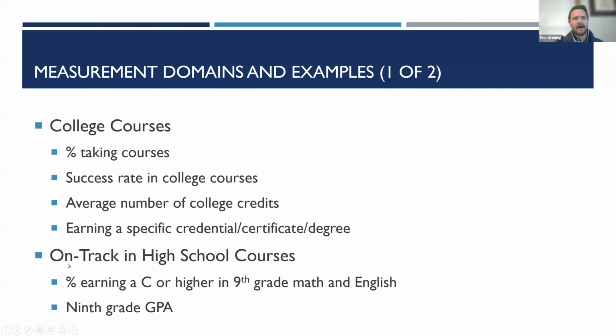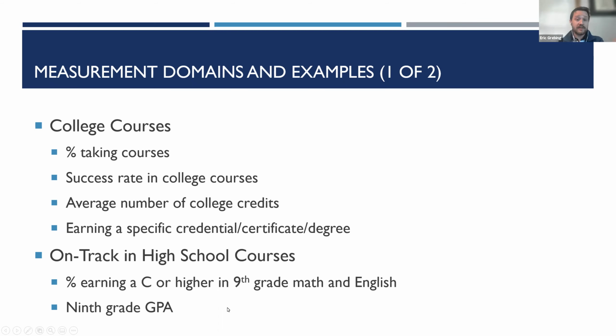There's also a domain about thinking about high school courses and how those prepare students to fully take advantage of dual enrollment and post-secondary opportunities. So we've used a variety of measures in this particular space as well. If we have grades in the state data, we'll often use the percentage of students who are earning a C or higher in those college prep math and English courses. Again, if we have grades, we'll use ninth grade GPA.